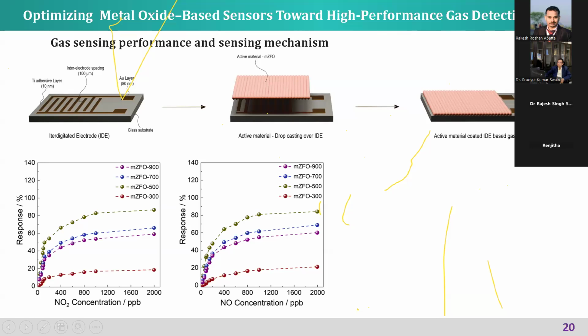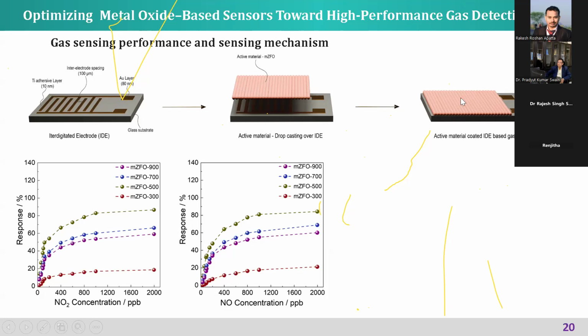So instead of just keeping 2 vertical electrodes, we have something interdigitated. It's like 2 fingers going like this. This is called interdigitated. The advantage is that you can have more interaction of the active material with the gas molecules, as well as the produced charges can be taken to the electrodes easily. That's the advantage of this. So most gas sensors use this type of interdigitated electrode.